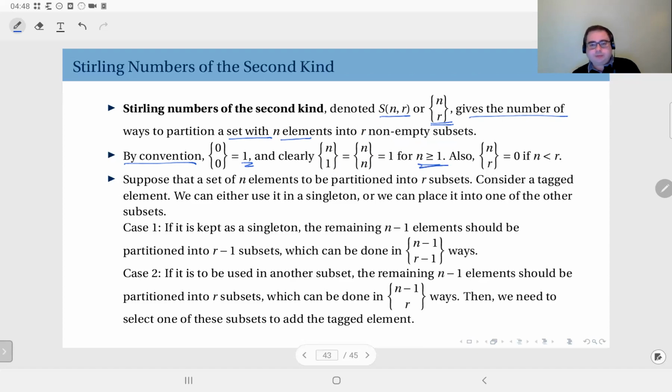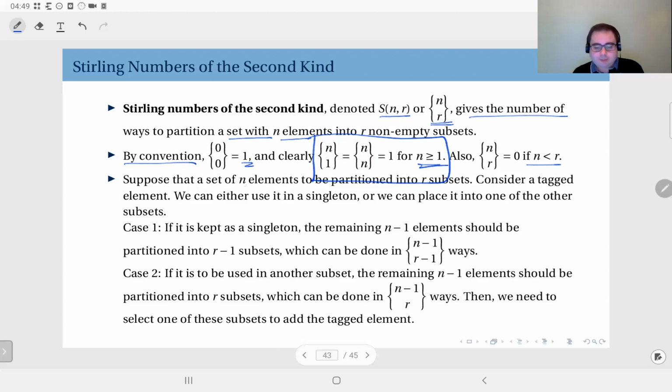Also, n subset r should be 0 if n is less than r, because I cannot place n elements into r non-empty subsets where r is greater than n. So I don't have enough elements in this case. Okay, so I'm going to come up with a recursive or inductive definition, and this will serve as my basis case. Now how can I find a recurrence relation based on this definition?